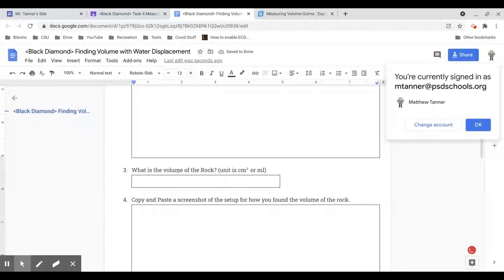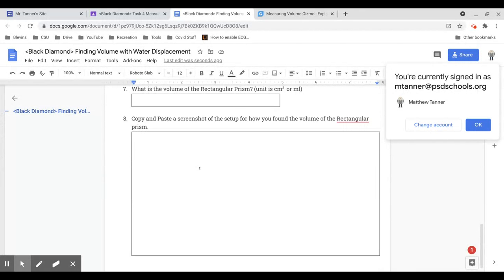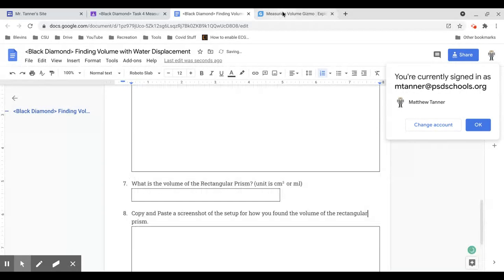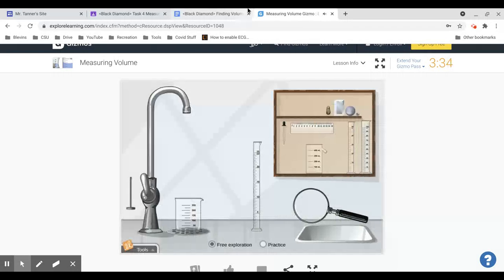You need to find the volume of the rock as well with a screenshot, marble, screenshot, rectangular prism, and so on and so forth. So you're going to determine the volume of the different objects in this cabinet. Make sure you are watching the walkthrough video to show you how to manipulate all these objects in the simulation.